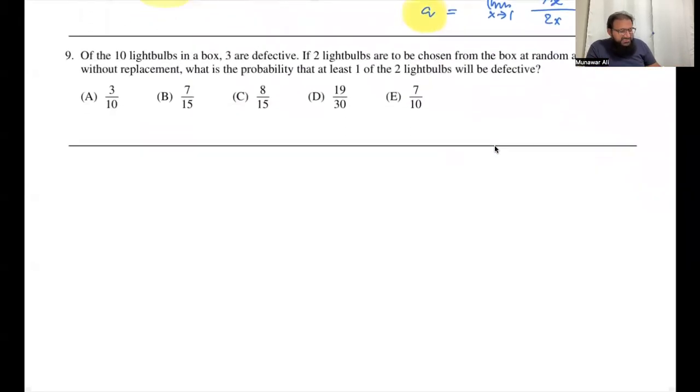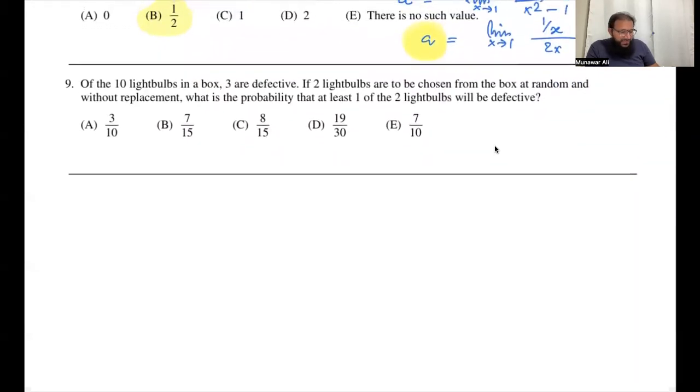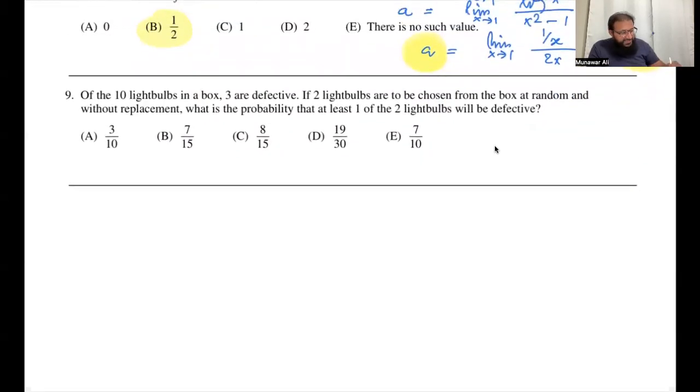Okay, question number 9 is related to probability, where it's simple as well. Of the 10 light bulbs in a box, 3 are defective. So I'm writing the data. 10 total bulbs, out of which 3 are defective, and obviously 7 are going to be non-defective. 2 bulbs are to be chosen.